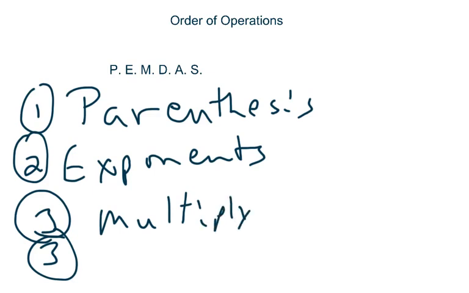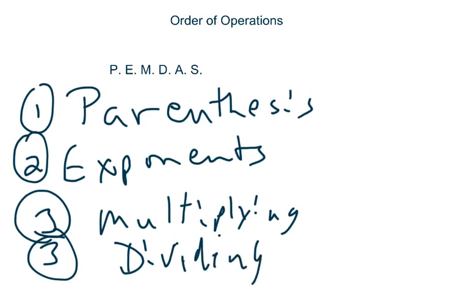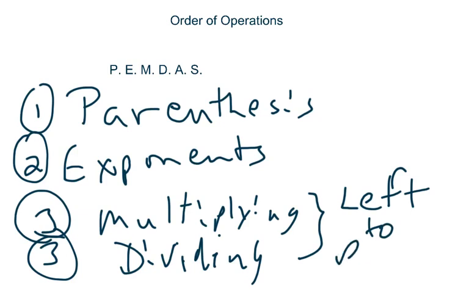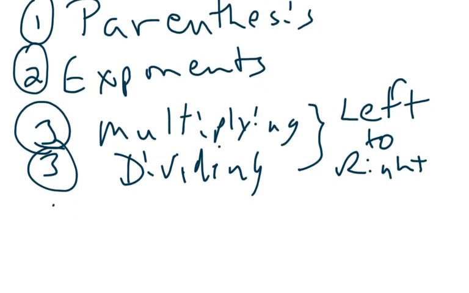Multiplying and dividing. Now, it's not always multiplying first and dividing second. It's based on which one comes first when you look at the problem and you work your way left to right.